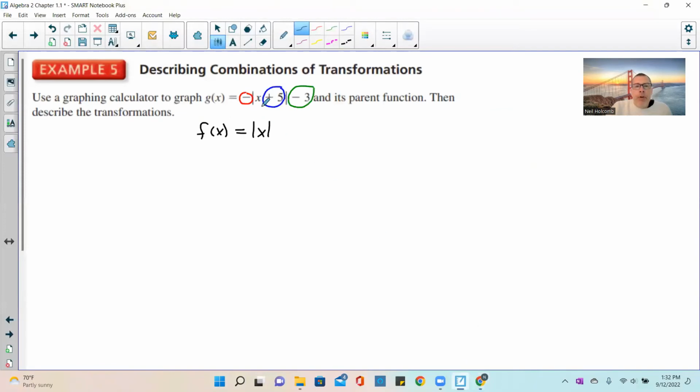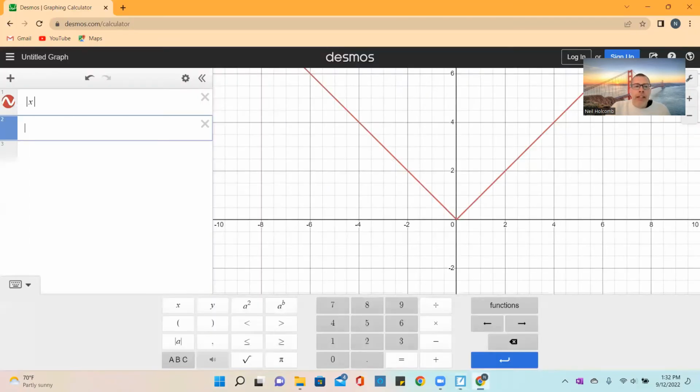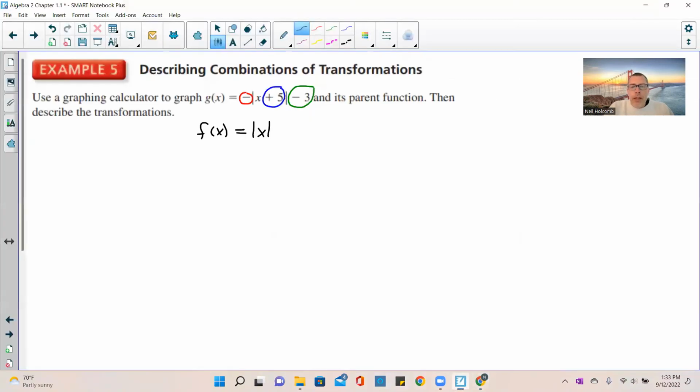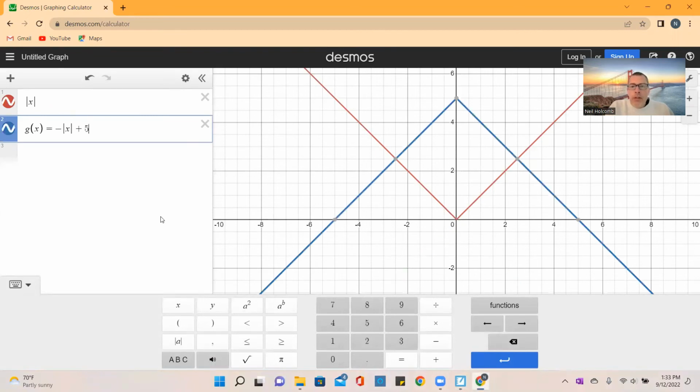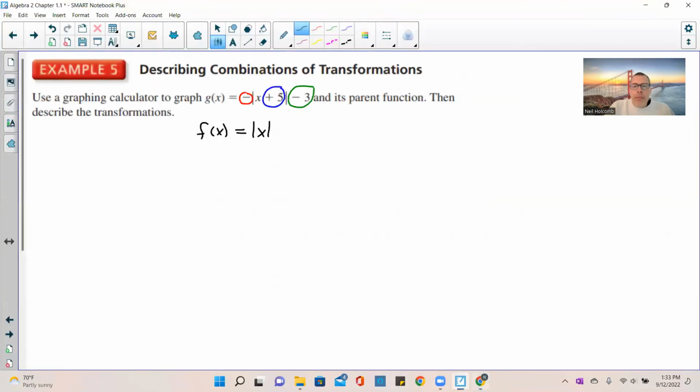And then we go back, and now we're going to graph g of x. And I'll type it in as a function notation. G of x equals negative absolute value of x. So look what that did. That did one thing. And then the plus 5 inside is going to do something. Got to be inside. Okay. Plus 5. And then finally, minus 3.